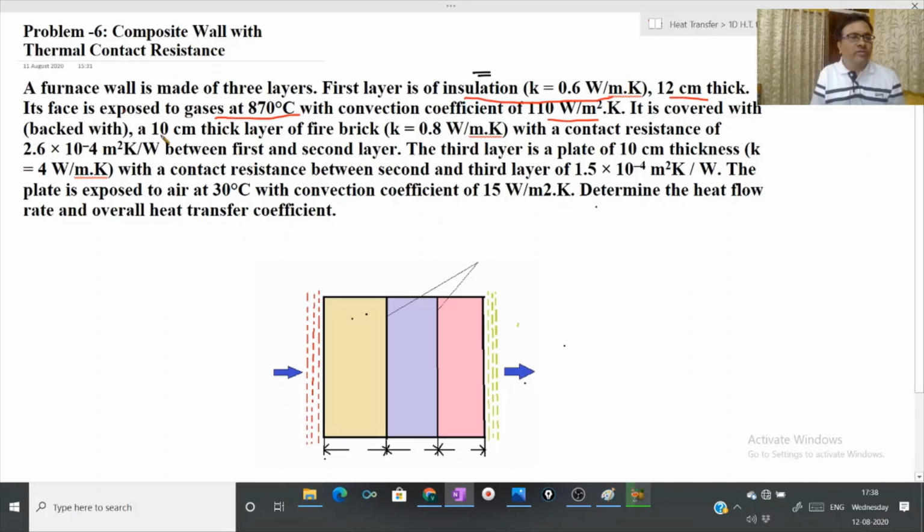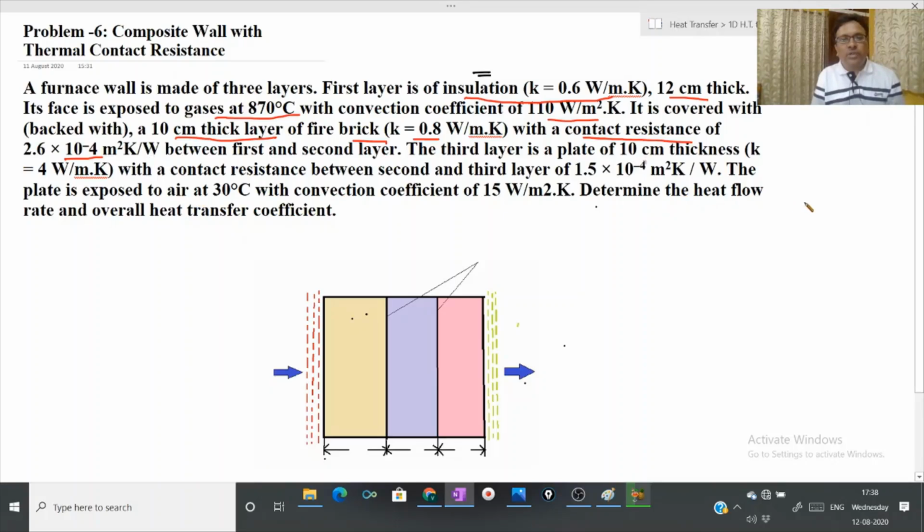It is backed with a 10 centimeter thick layer of fire brick having K value 0.8 watt per meter Kelvin, with a contact resistance of 2.6 into 10 to power minus 4 meter square Kelvin per watt between the first and second layer.